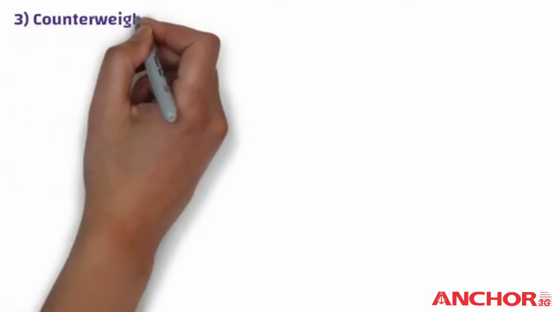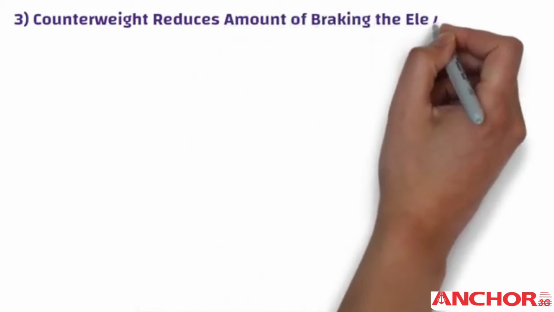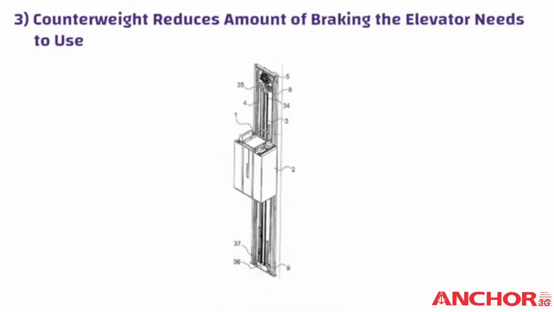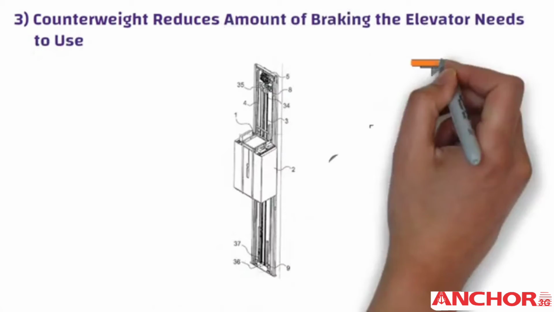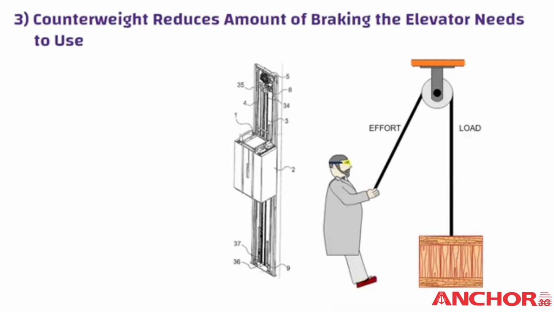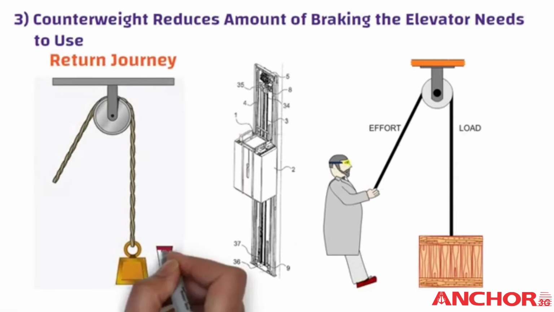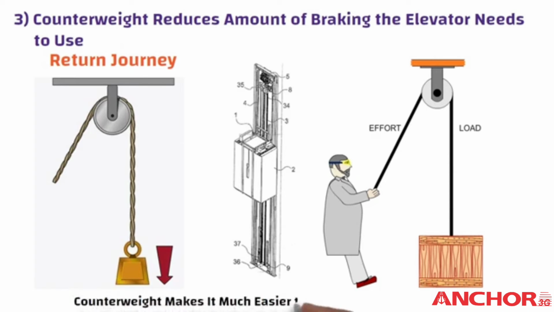Two, the counterweight reduces the amount of braking the elevator needs to use. Imagine if there were no counterweight. A heavily loaded elevator car would be really hard to pull upwards, but on the return journey, it would tend to race to the ground all by itself if there were not some sort of sturdy brake to stop it. Three, the counterweight makes it much easier to control the elevator car.